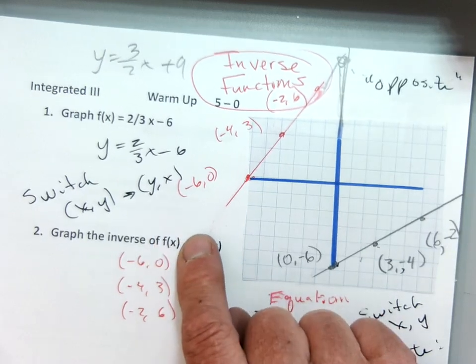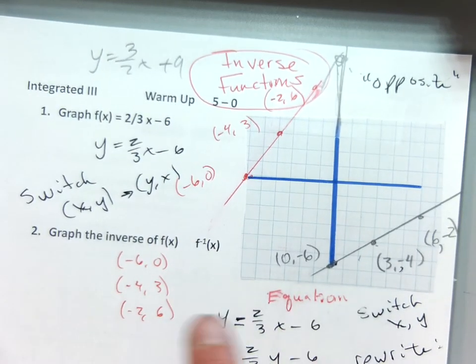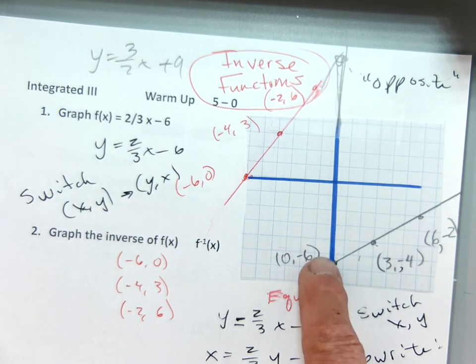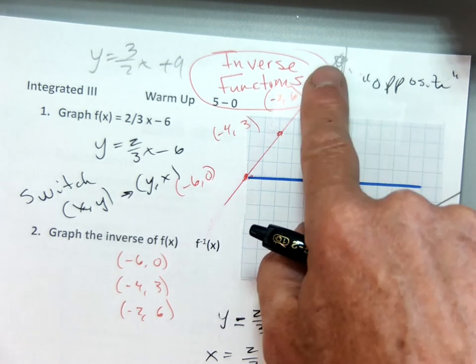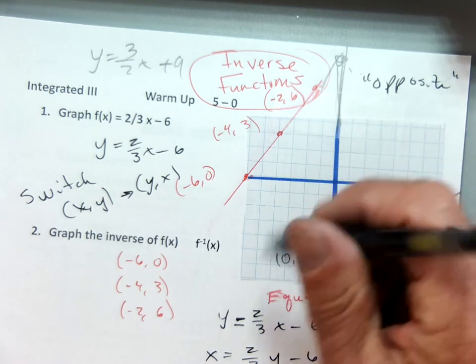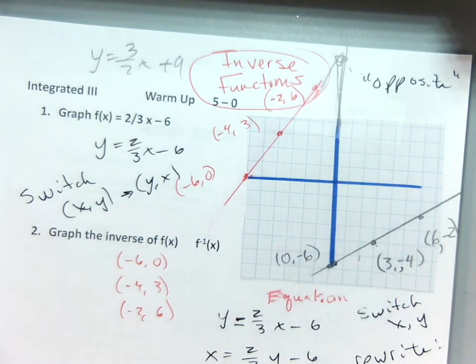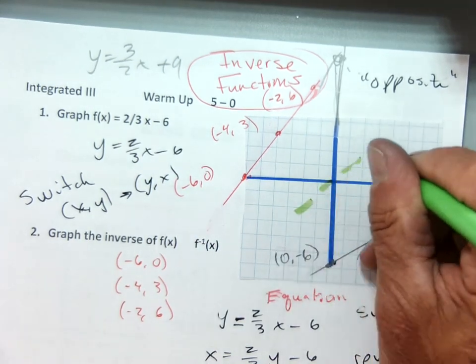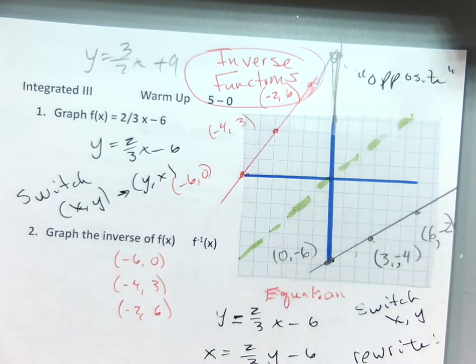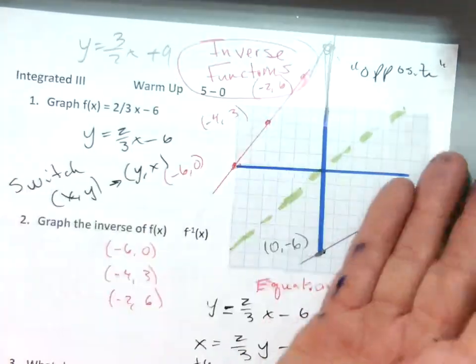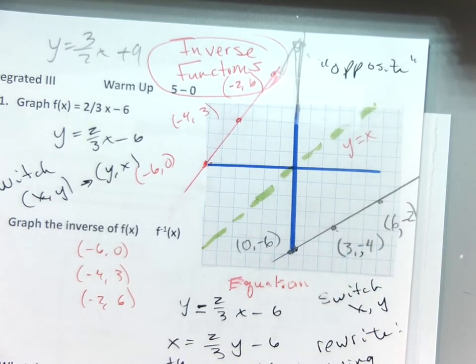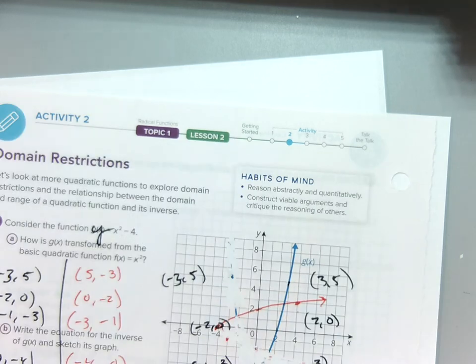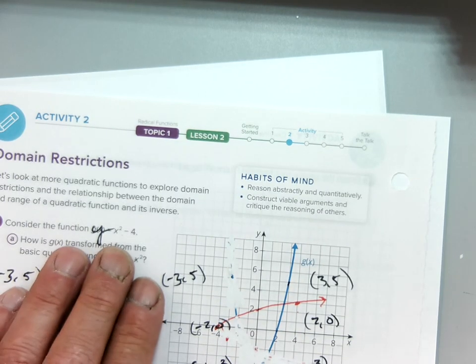So then we noticed a couple of things. Since we switched x and y's, this y-intercept is now an x-intercept. This x-intercept is now the y-intercept. And we also saw that the two graphs are always going to be a reflection of each other over the line y equals x. You can see it reflect. Okay? All right.